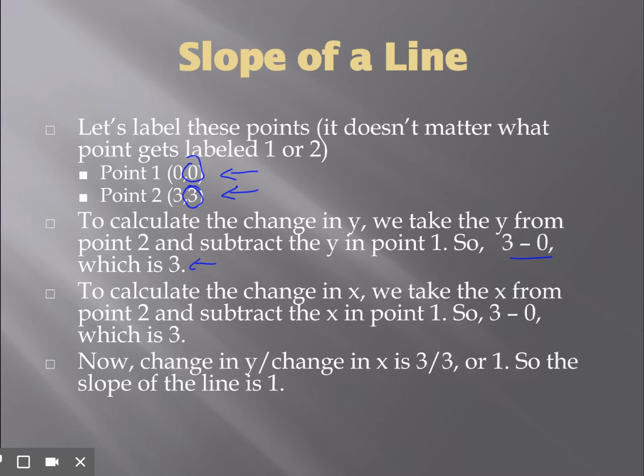And then to calculate the change in x, we're doing the same thing. We start with point 2 and subtract point 1. Again, it's important that you go in that order and don't switch them. That's where a common mistake is made. But again, 3 minus 0 is 3. So that would look like 3/3, or what I have here. And then we would actually do the division, which is 1. So the slope of that line in graph 2 is 1.